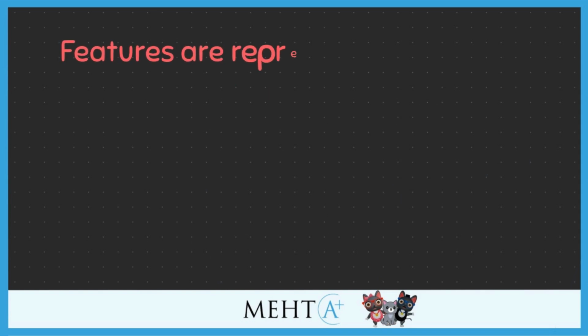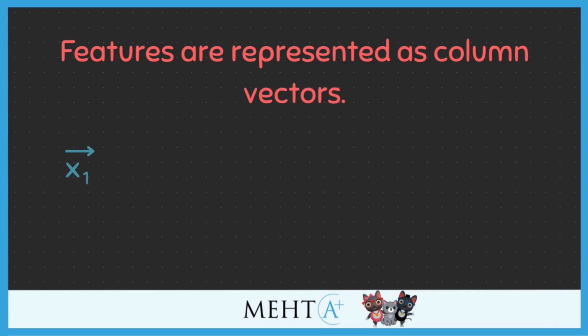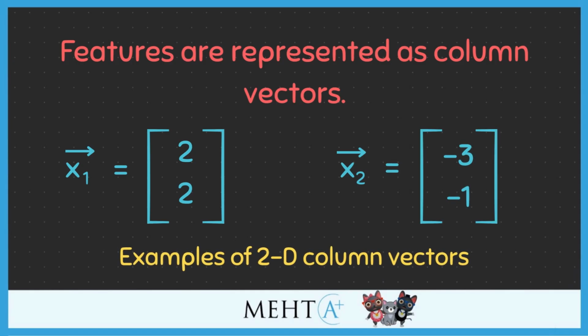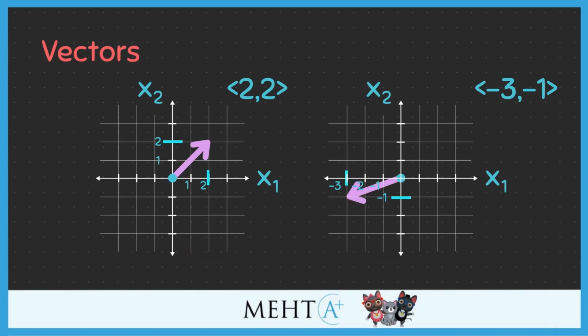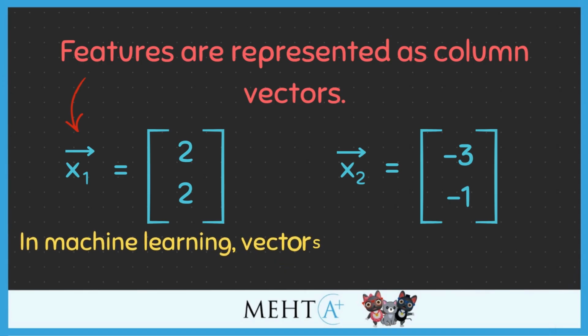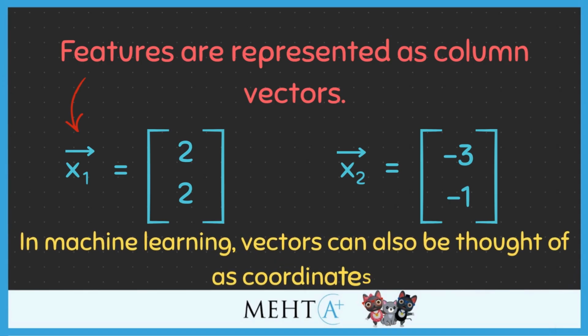We represent features as column vectors. Here's what column vectors look like. x1 equals 2, 2, and x2 equals -3, -1. By the way, these are examples of 2D column vectors. We know that because there are 2 entries in each vector. Also, we just graphed these vectors in 2D space. The arrows above x1 and x2 signify that they are vectors. In machine learning, vectors can also be thought of as a coordinate.